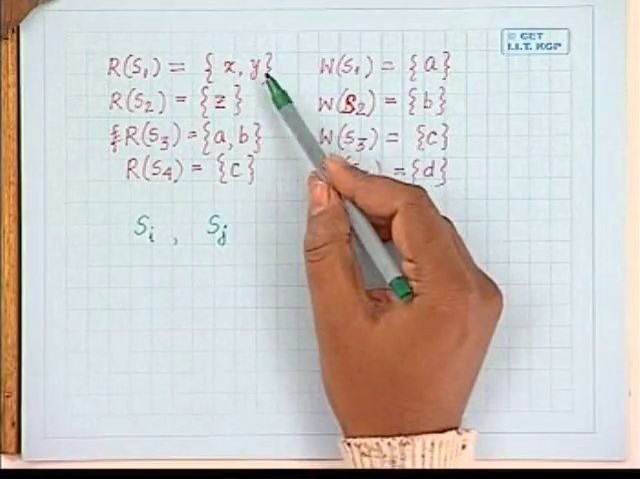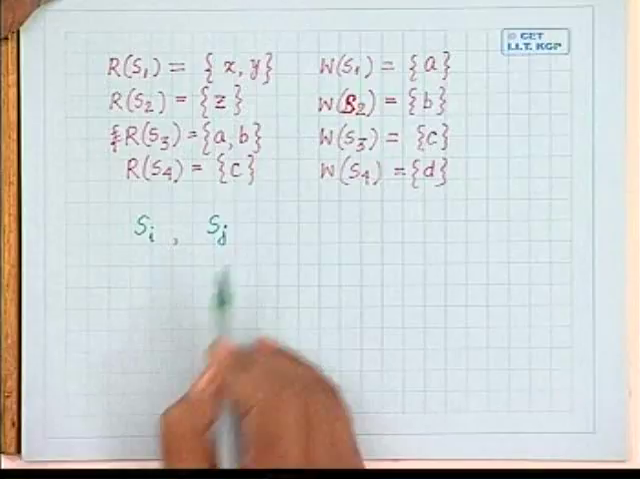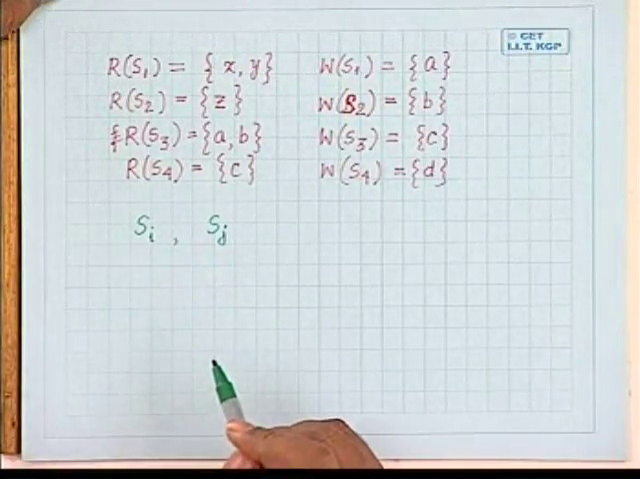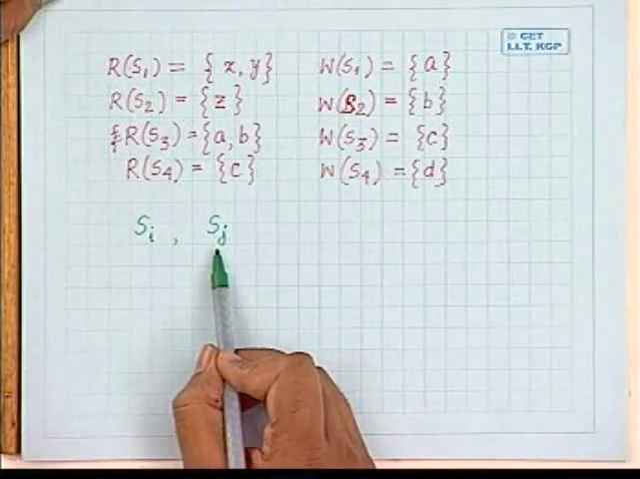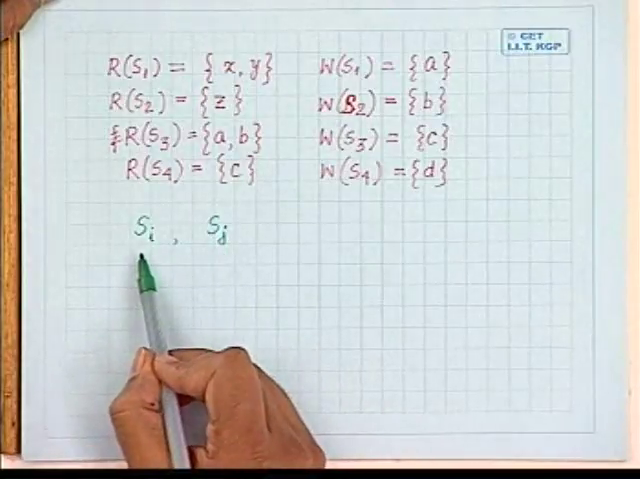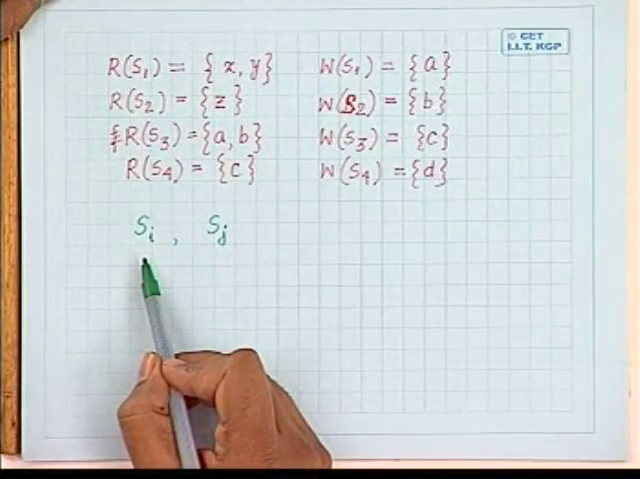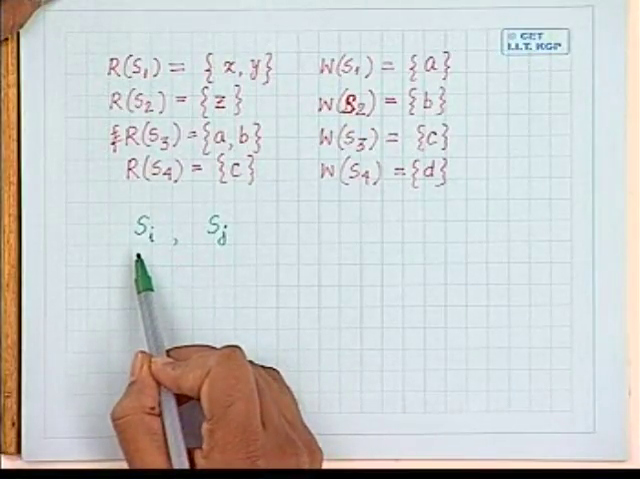Okay, so by studying this read set and write set, we can conclude that these two statements, Si and Sj, can be executed concurrently, provided the write set of one does not intersect with any of the sets of the other one, and vice versa. So if the write set of Sj does not intersect with the write set of Si or the read set of Si, similarly, if the write set of Si does not intersect with the read set or write set of Sj, then Si and Sj can be executed concurrently.